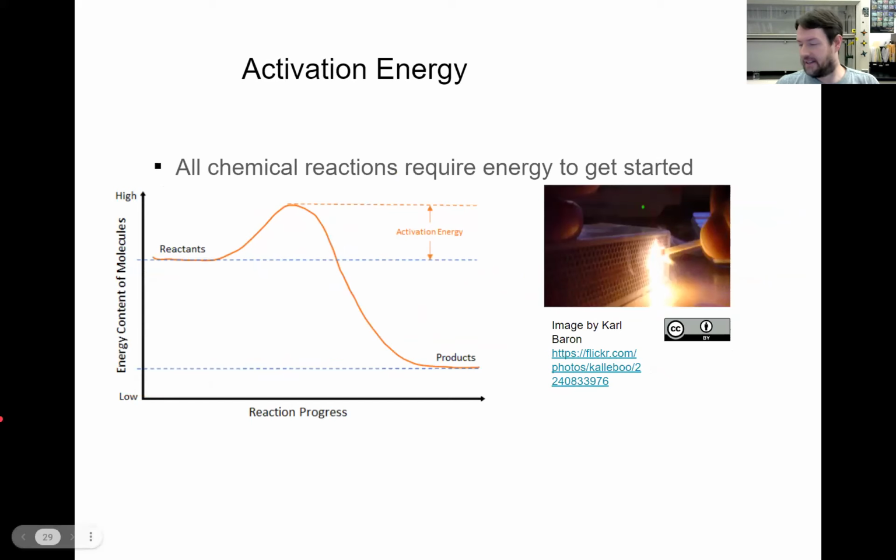Okay, so another thing to think about is activation energy. These chemical reactions have to get started somehow, and so there has to be some small input of energy. If we think about burning a match, I'm actually going to do this here because I'm in the labs and I've got some water to put it in. I'm going to briefly stop the sharing.